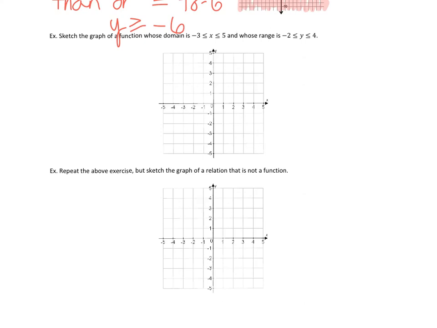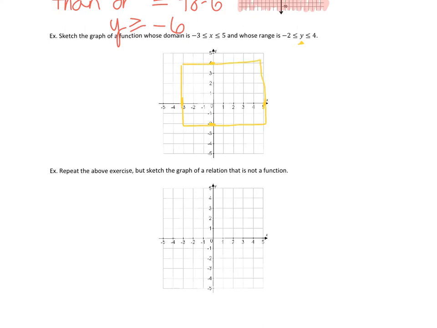All right, so we're going to sketch the graph of a function whose domain is negative 3 to 5 and whose range is negative 2 to 4. Okay, so I'm going to kind of box it out first. So negative 3 to 5. Those are the x values, and then our range, or y values, is negative 2 to 4. So our whole function has to fit in this window.